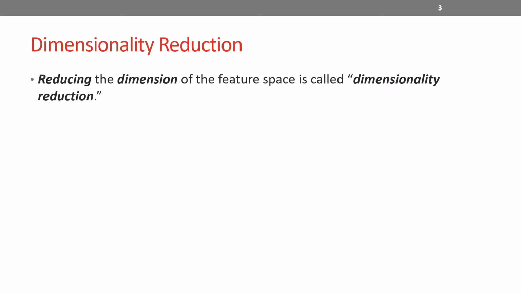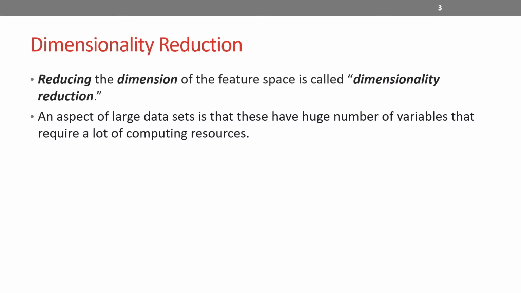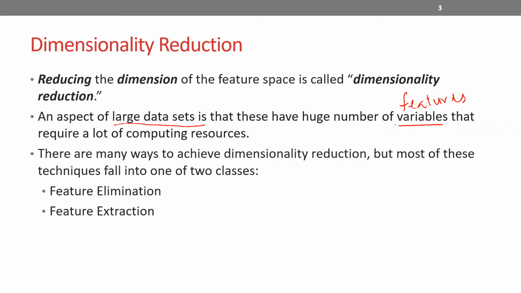Okay, so what is dimensionality reduction? As the name itself reveals, it means we are trying to reduce the dimensions of the feature space. Let's say I have 100 features, right? And I'm trying to reduce it and bring it down to a smaller number so that it's easier to process. So why do we have this problem at all? An important aspect of large data sets is that we have a huge number of variables or features. And we need a way to deal with these features because the greater the number of features, the more computing resources we require.